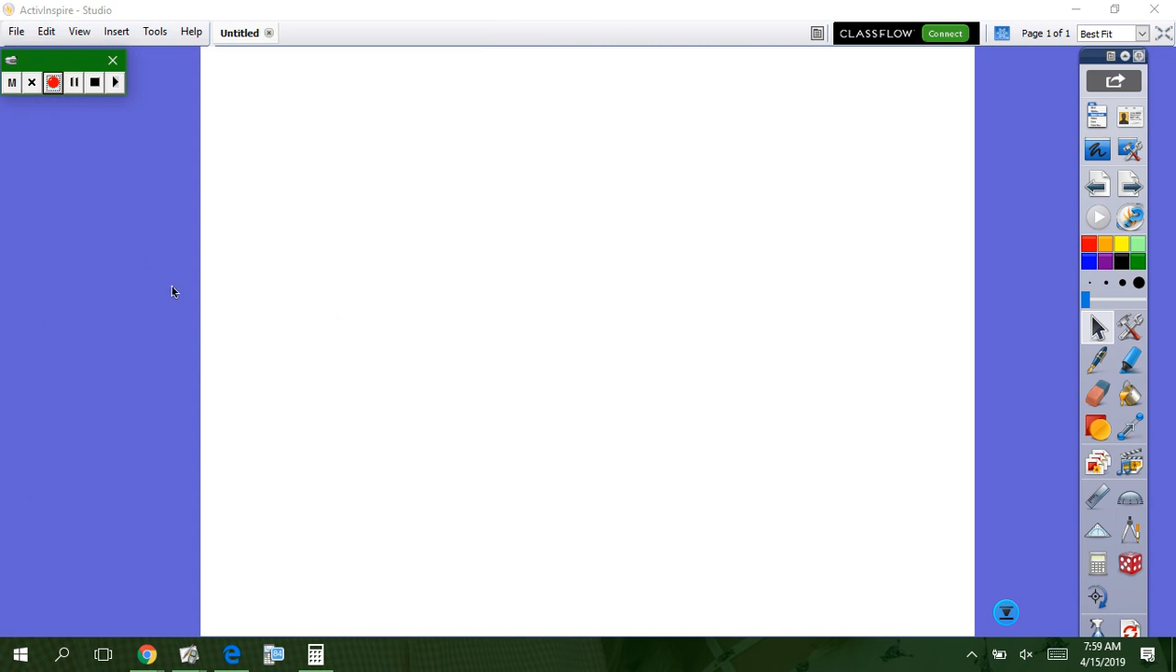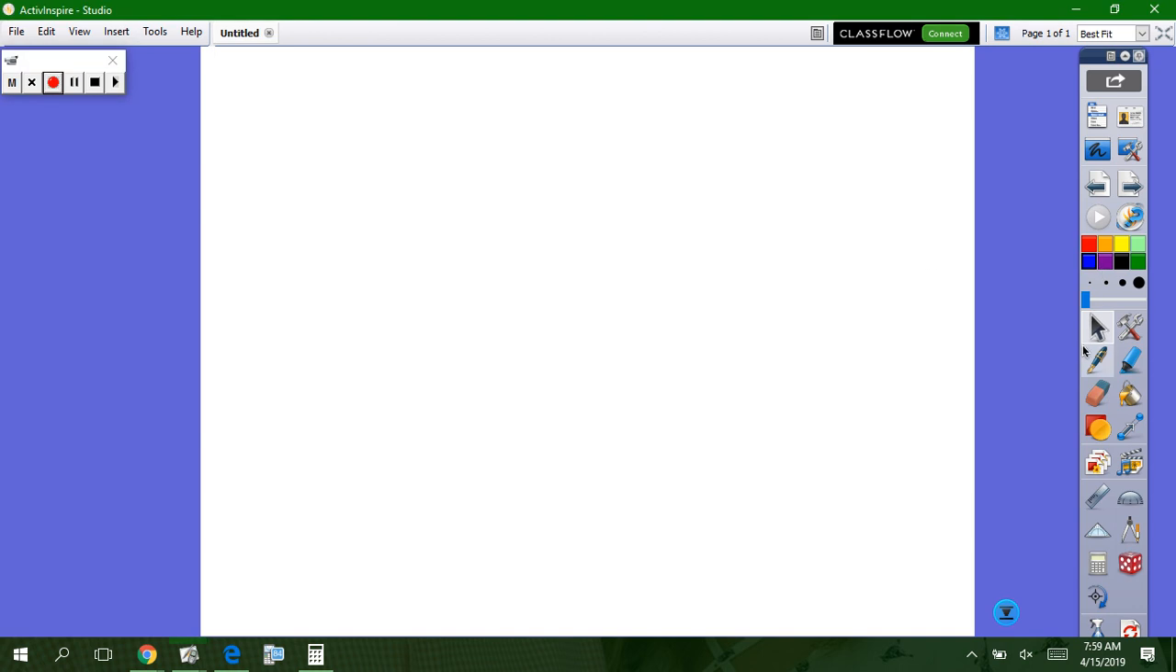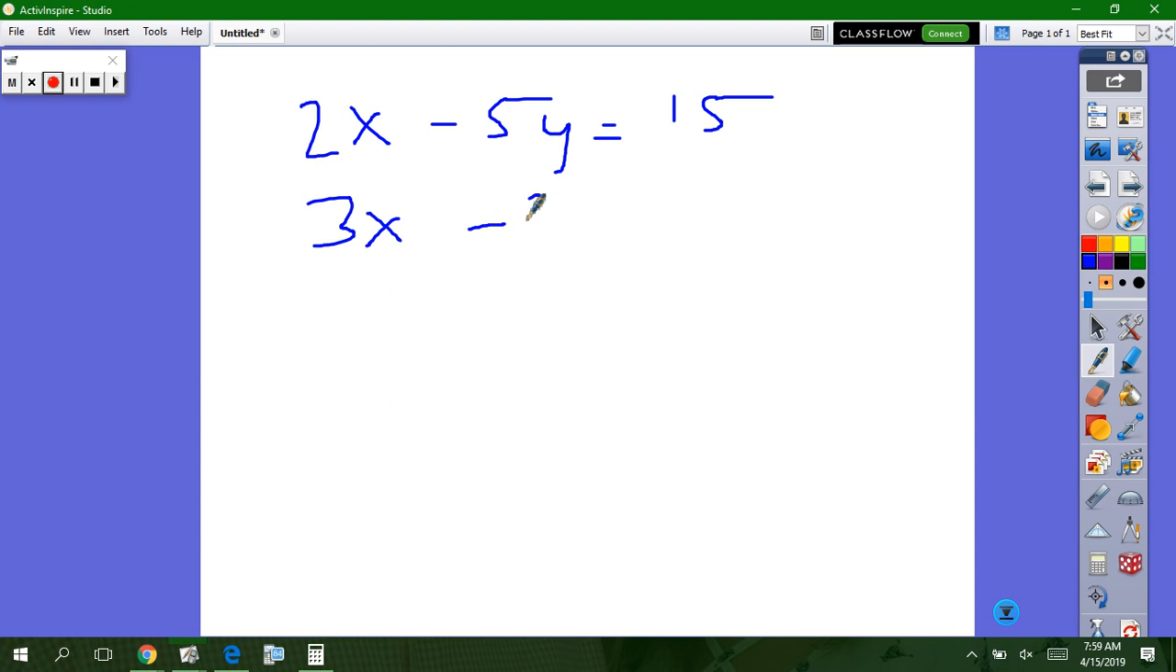So the first thing that we're going to do is just like we saw last time, we saw we could write an equation as a matrix equation. Let's say we had the equation 2x minus 5y equals 15, 3x minus 6y is 36.